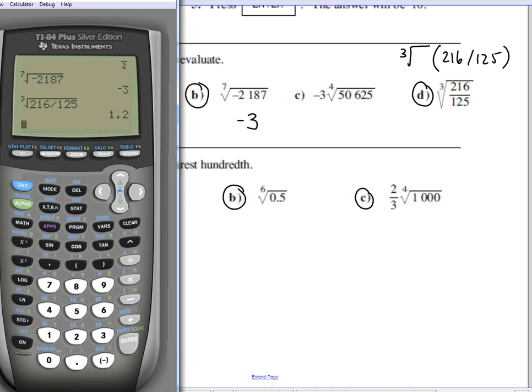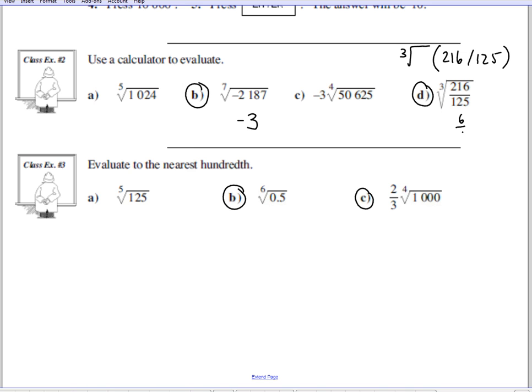What if I want that as a fraction? How do I do that? Math, enter, enter. 6 over 5, 1.2. So usually if the question is a fraction, we want to answer as a fraction. If the question was a decimal, then we can answer as a decimal. The question guides us on how we answer.